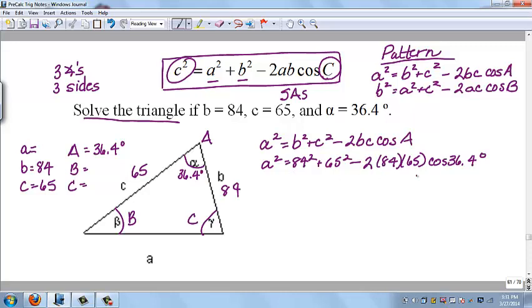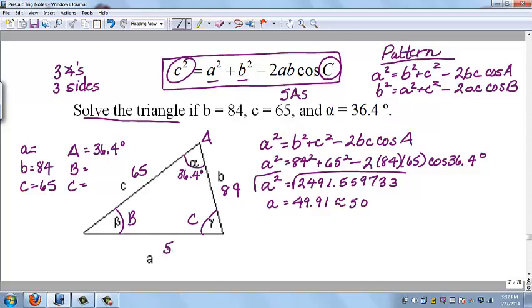When I put all this in my calculator, just as it is, I have A squared equals 2491.559733. Then I take the square root of that. So A comes out to be 49.91. And here everything's just two places, so I'm going to round that to 50. So now I know side A here is 50.